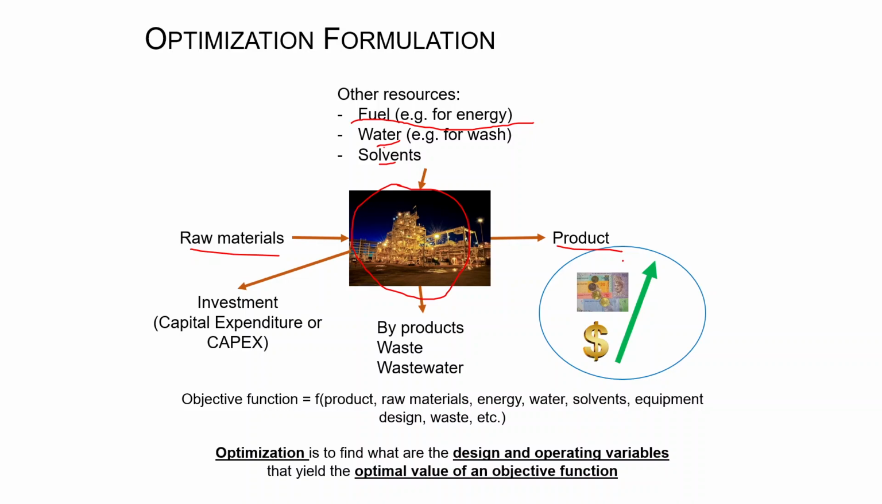So we can generate money from this product by selling the product, and together with the products we will, in most cases, definitely produce byproducts. These byproducts we will either have to treat, or we'll have to pay a penalty for that. So the goal in all optimization is to maximize the profit.